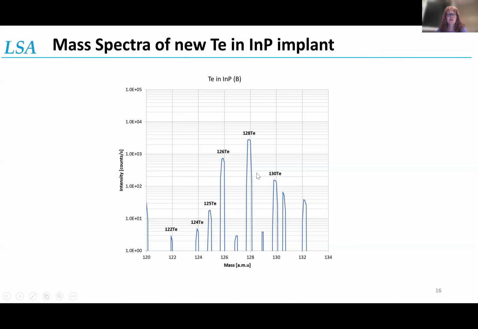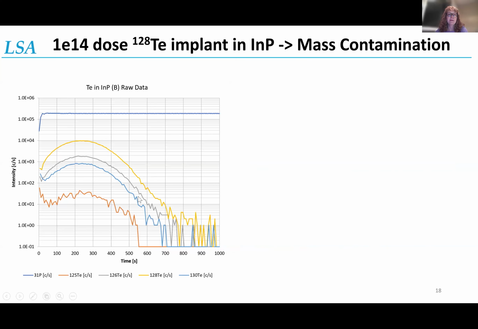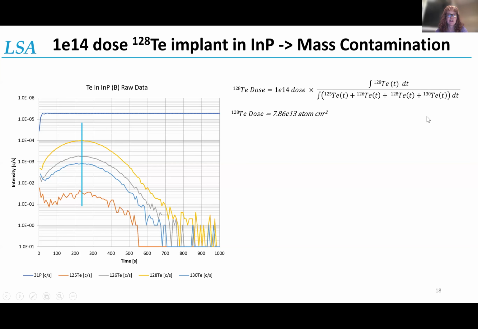And then when we run the depth profile monitoring these minor isotopes, we get implant shapes in all of the isotopes. And this is not particularly good. Because the peaks all line up, this is indicative of mass contamination from the implanter, and it's something we then have to take into consideration. So not only has the 1E14 dose gone into 128 tellurium, it's also been used to go into 126, 125, 130 tellurium. So we take this into consideration.